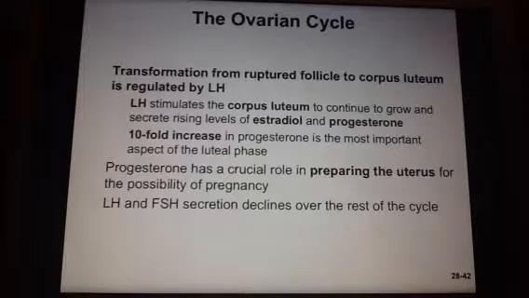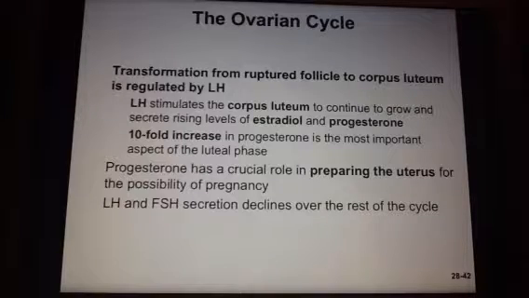This just talks about how that transformation from the ruptured follicle to those luteum cells is regulated by LH. It talks about a spike in progesterone, which is the most important aspect of this phase. It has a crucial role in preparing the uterus for the possibility of pregnancy. Remember, that last series of events is what happens if we don't get pregnant, but really the body has to be ready for either option.